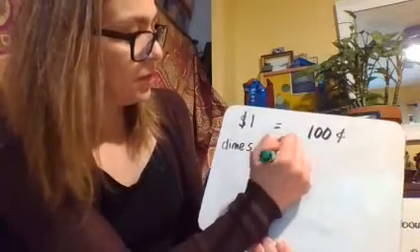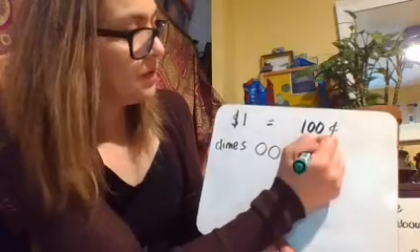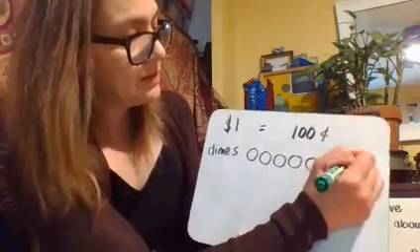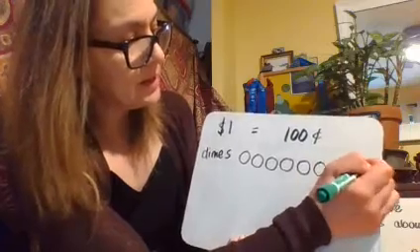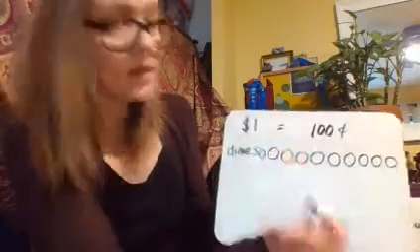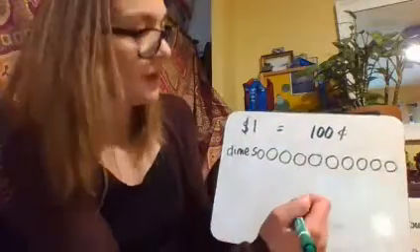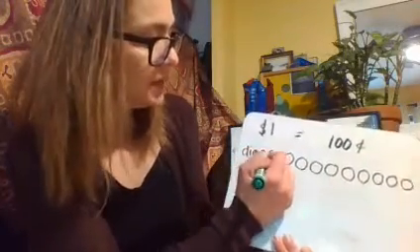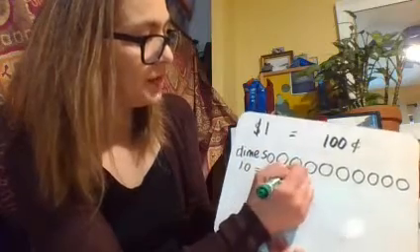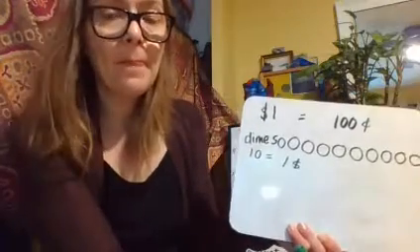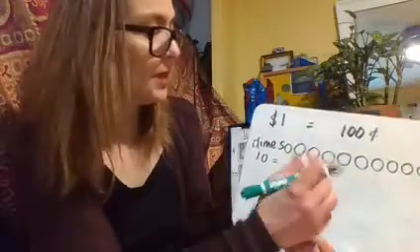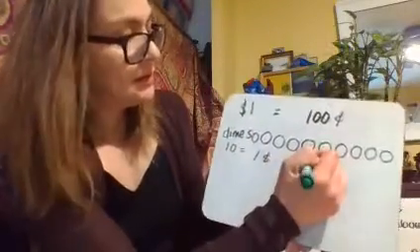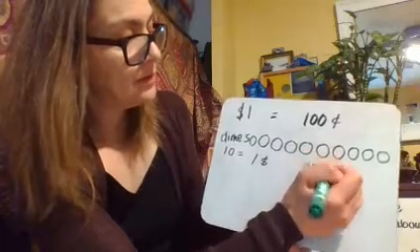10, 20, 30, 40, 50, 60, 70, 80, 90, 100. How many did we count? We counted 10. So 10 dimes equal $1. And some of us already know this as 10 times 10.